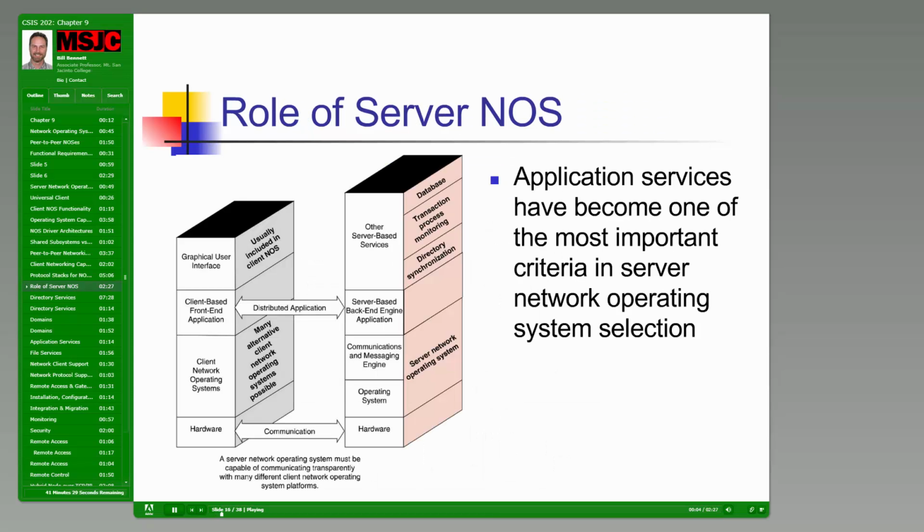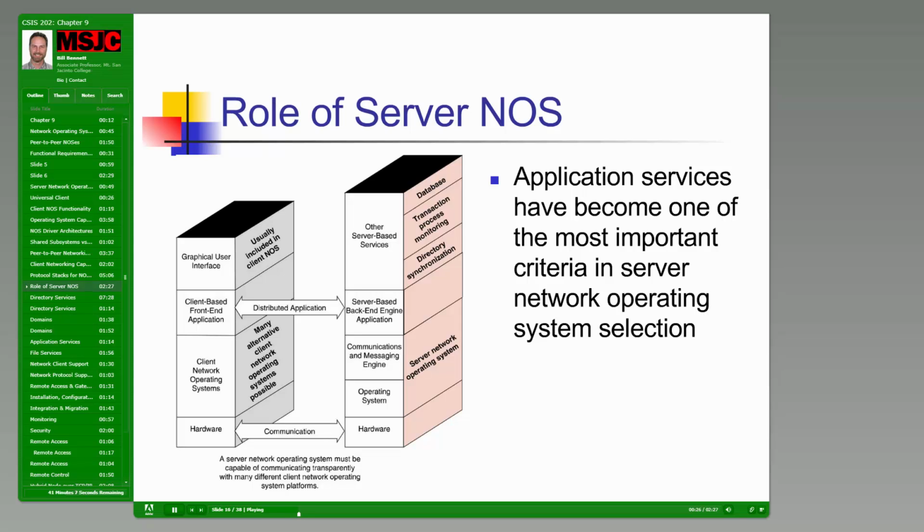So we move on to the role of the server network operating system now. As it says here, application services have become one of the most important criteria in server network operating system selection. So when we're talking about application services, we're talking about the server having or becoming a database server, a web server, a mail server, things of that nature.